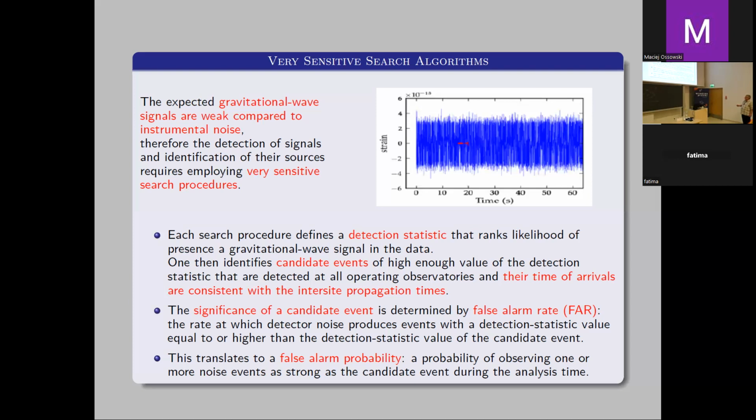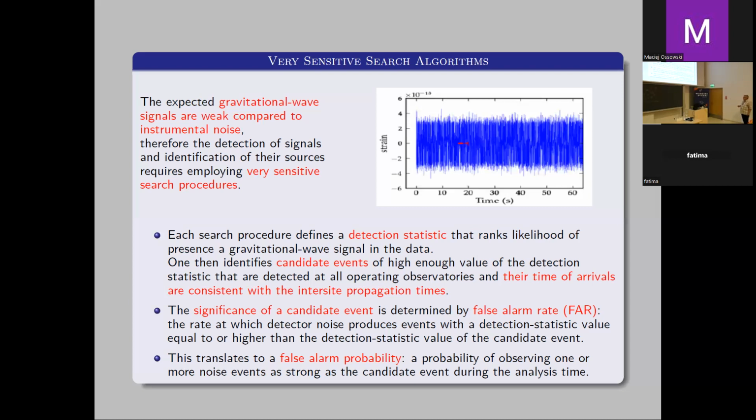Then we estimate the significance of a candidate event by determining the quantity called the false alarm rate. This is the rate at which detector noise produces events with detection statistic values equal to or higher than the detection statistic value of this candidate event.